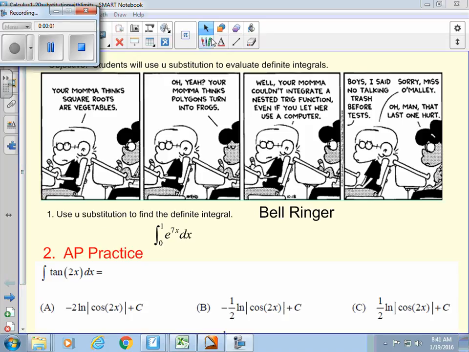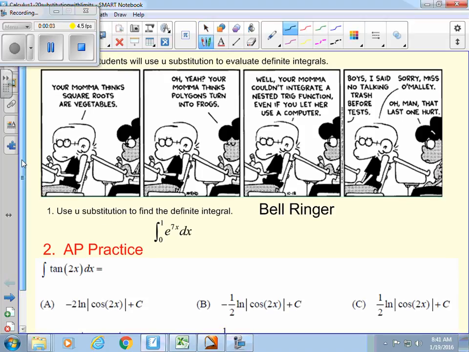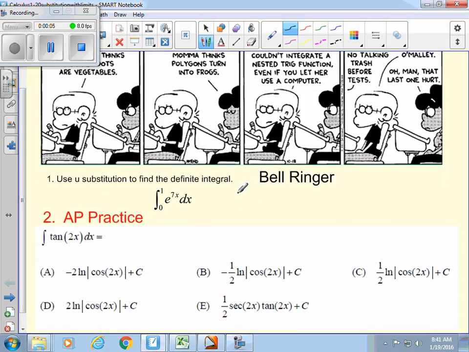Use substitution on the first one. What do you let u be? du is 7 dx. So 1/7 du is dx.